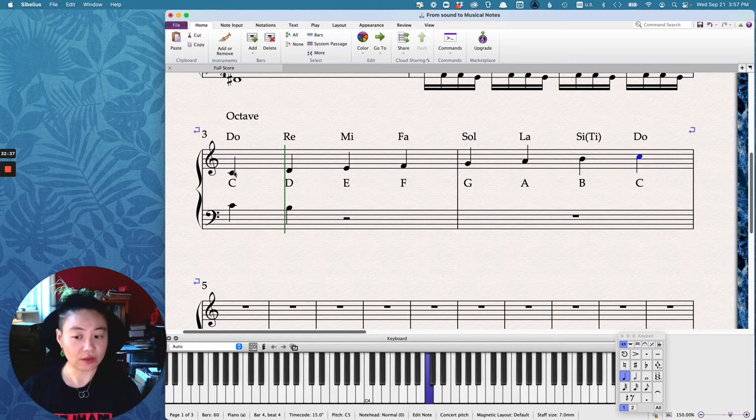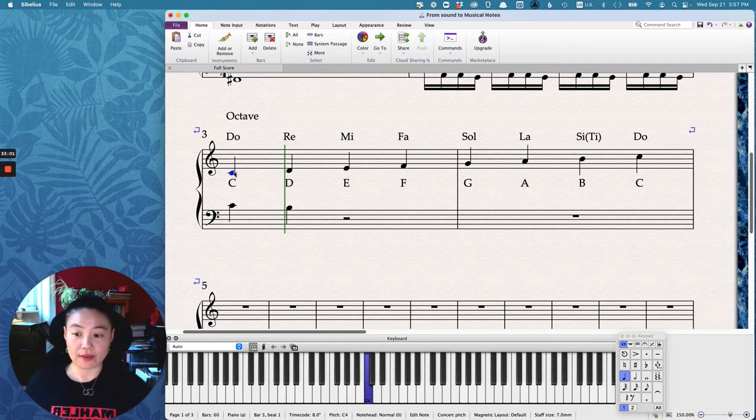Going back down. Do, ti, la, sol, fa, mi, re, do.